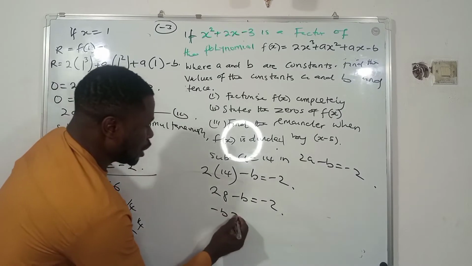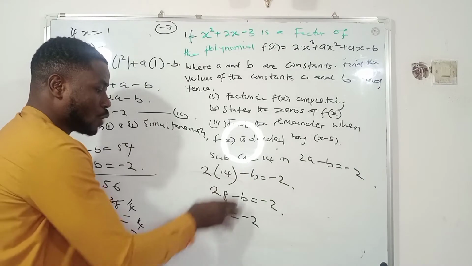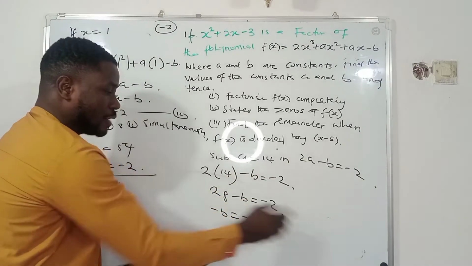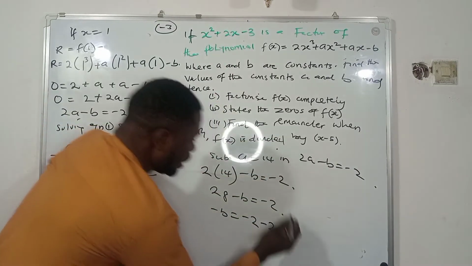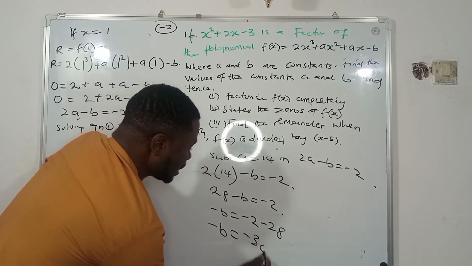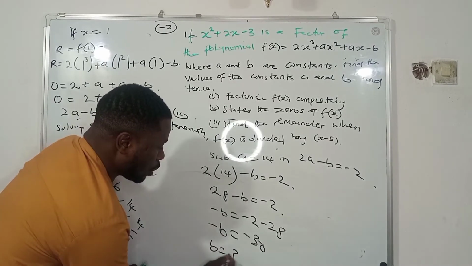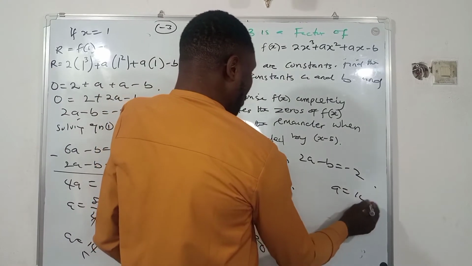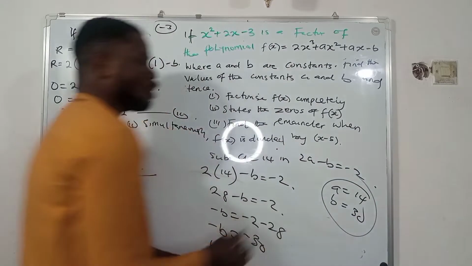Then minus b is equal to minus 2. Remember, we are trying to make b the subject of the formula. So I'll bring minus b down equal to, of course, there is minus 2 at the right hand side. Then 28 transferred to the other side will become minus 28. This will now be minus b equal to minus 30. Of course, b will be equal to plus 30. So finally, we've gotten the value a equal to 14, b is equal to 30. These are the two values of the constants.